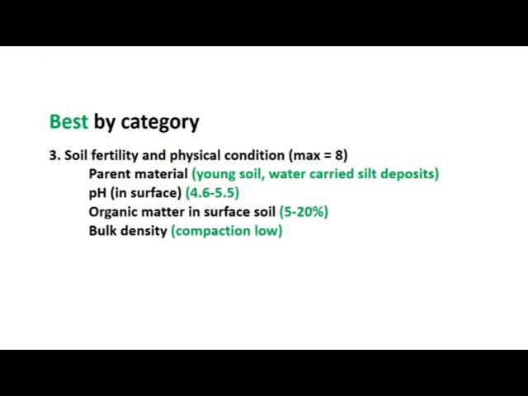And this last category, soil fertility and physical condition. As I mentioned before, young soils, particularly ones where you have water-carried deposits, pH of about 4.6 to 5.5. Pretty easygoing on organic matter. You don't want it too high, but you don't want it too low. And of course, like all trees, it does best if compaction is low.